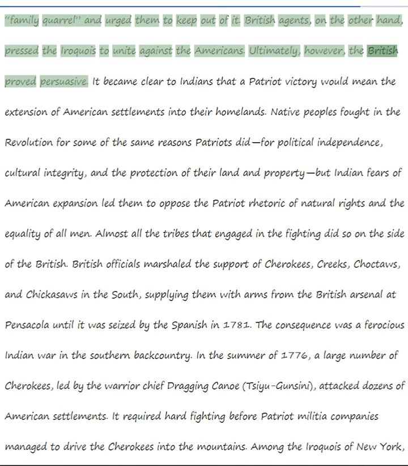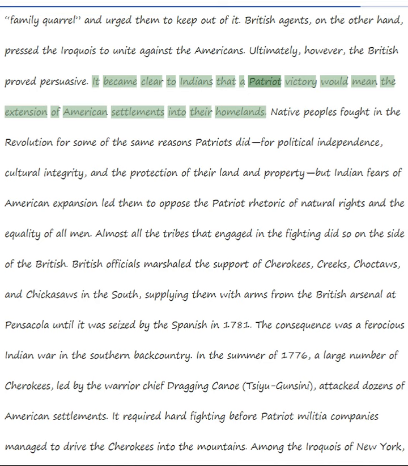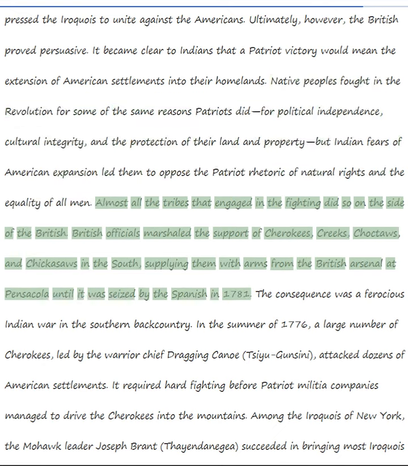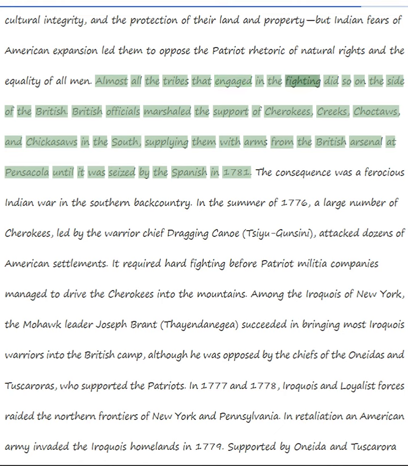Ultimately, however, the British proved persuasive. It became clear to Indians that a Patriot victory would mean the extension of American settlements into their homelands. Native peoples fought in the Revolution for some of the same reasons Patriots did, for political independence, cultural integrity, and the protection of their land and property, but Indian fears of American expansion led them to oppose the Patriot rhetoric of natural rights and the equality of all men. Almost all the tribes that engaged in the fighting did so on the side of the British.